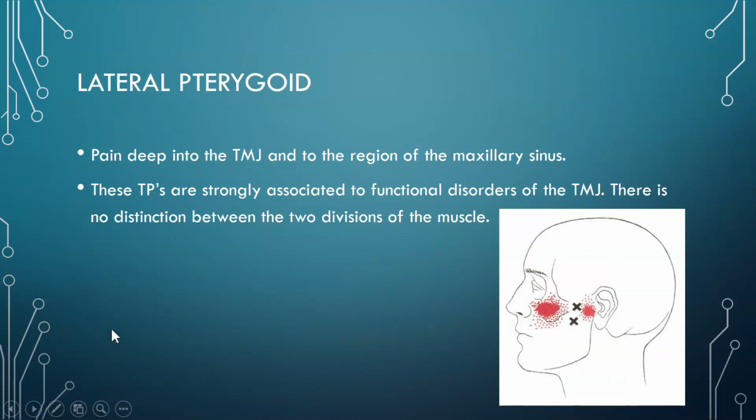The next muscle is another muscle of mastication, the lateral pterygoid, remembering its placement and part of it attaching to the disc of the TMJ. This results in a couple of areas of trigger points that we see here and here, the common areas. We find pain deep into the TMJ and into the region of the maxillary sinus. Remember, there is a sinus above the upper teeth, represented sort of in the cheek area, and the TMJ itself. They're strongly associated with functional disorders of the TMJ. There is no distinction between the 2 divisions of the muscle, remembering that there are 2 parts to it, but it doesn't really matter. They both refer the same.